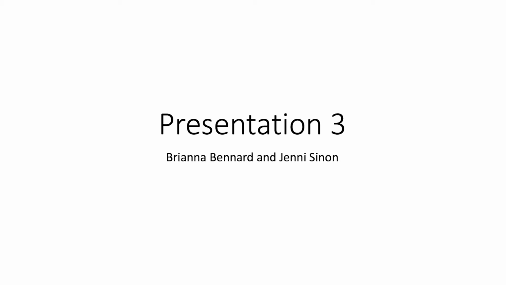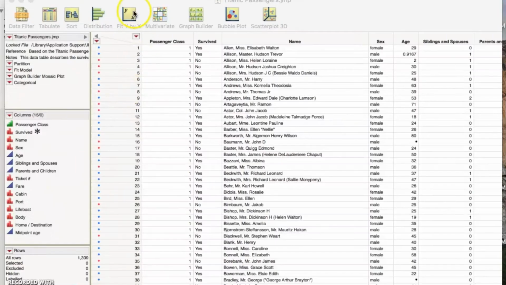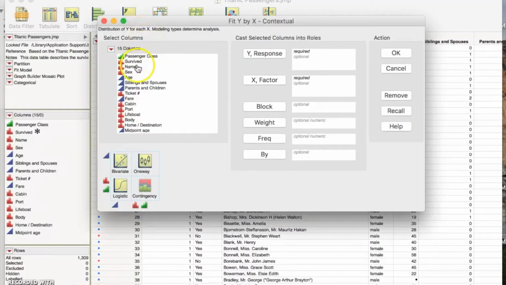In this video, we will briefly discuss constructing a line plot, box plot, mosaic plot, and contour plot, and the method in which they are used. We will begin by demonstrating how a mosaic plot is constructed in JMP.